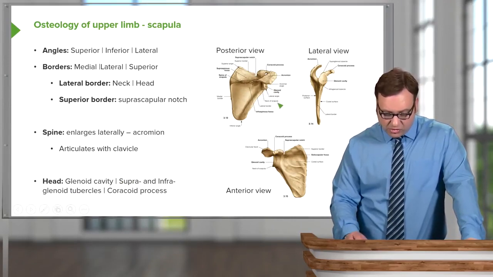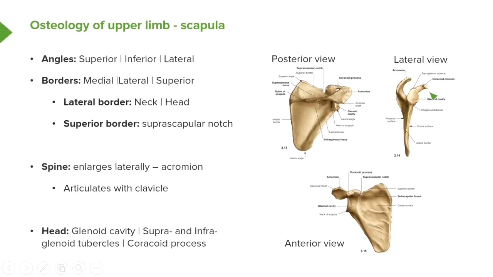The final feature I want to talk about is the coracoid process here, and this is an important bulge again coming up from the superior border and from the head of the scapula. Again, it helps to form muscle attachments. We'll talk about coracobrachialis in a few slides' time, and we can see here the coracoid process. Here again on the lateral view we can see the coracoid process, and here on this anterior view we can see again the coracoid process. So some important features here on the scapula.